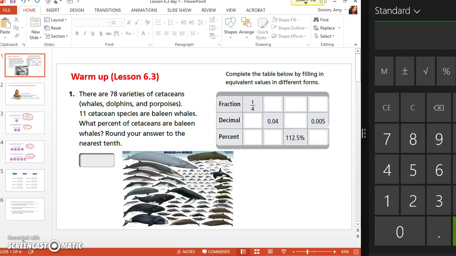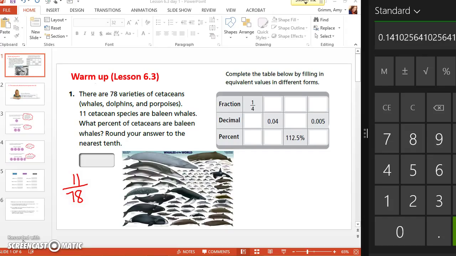Not 78 times 11, Lily. Yes, just 11 divided by 78. This is no different than if you took a test and you got 11 points out of 78. You're just trying to figure that percentage. So 11 divided by 78 is that number, and it's a decimal. So what do I have to do to change a decimal into a percentage? Move the decimal 2 times.